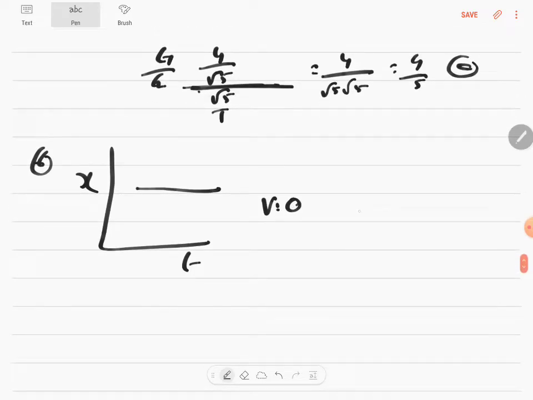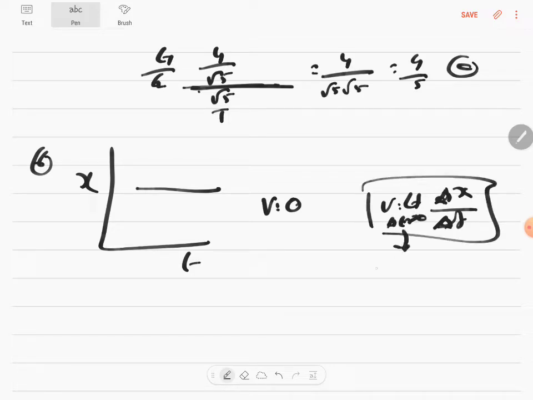What is instantaneous velocity? The word instantaneous velocity means v is equal to dx by dt, or delta x by delta t, limit of delta t tends to 0. That is what instantaneous velocity is, just for you to understand how to present it. But normally it's delta x by delta t.